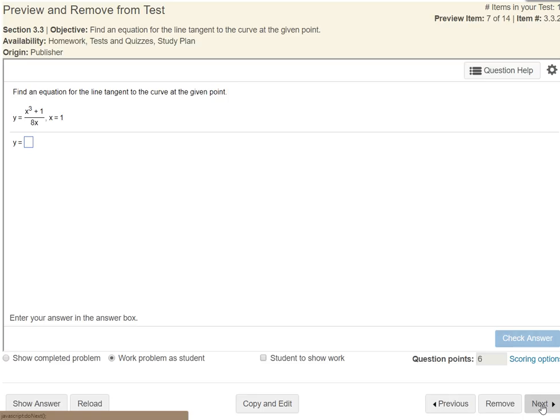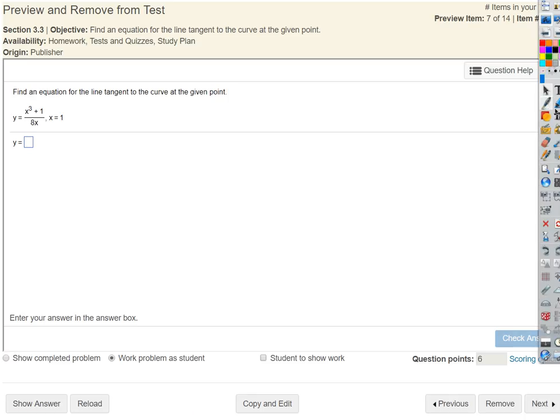Okay, so what about this? Find an equation for the line tangent to the curve at the given point. So this is just a sneaky way of having you differentiate, and then do something with the derivative. But something you do with the derivative isn't that big a deal. Once again, how are we going to do this derivative most easily? Yeah, we're going to split it up, aren't we?